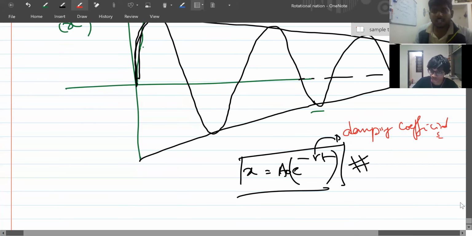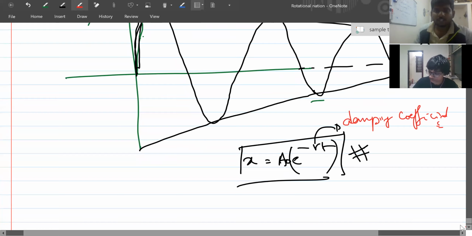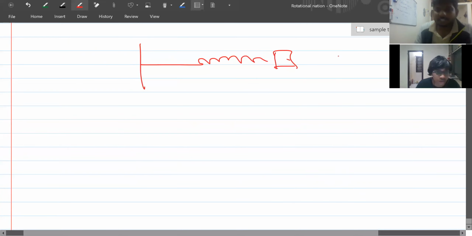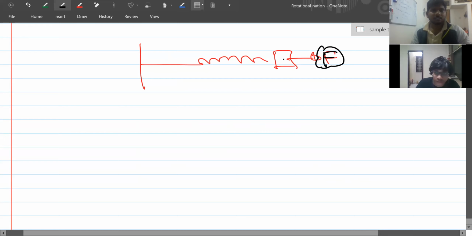Suppose forced oscillations also will be there. Forced oscillations will be like this. Suppose a block is there, and a force is continuously applied here. So now what will happen? This oscillation will happen due to this force, right? Now if the force is acting like F naught cos of omega t, this force is having a frequency.